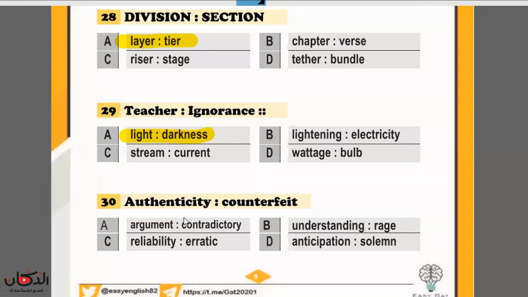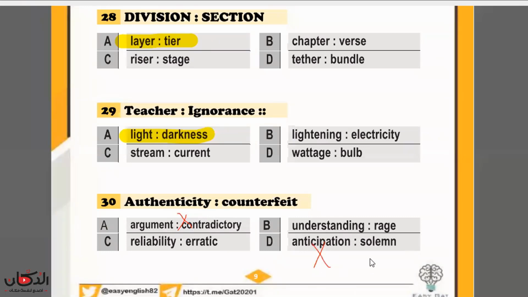But first, here is a noun, and this is an adjective. So let's exclude some of them. That's it. Understanding and rage. Okay. Reliability and erratic. Argument and contradictory. Anticipation and solemn. Okay. Who can remove two of these answers? I think it's A, which is completely wrong. Yes, definitely A. What else? And D, I think D is completely wrong.